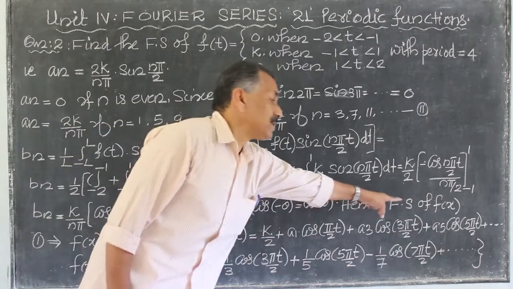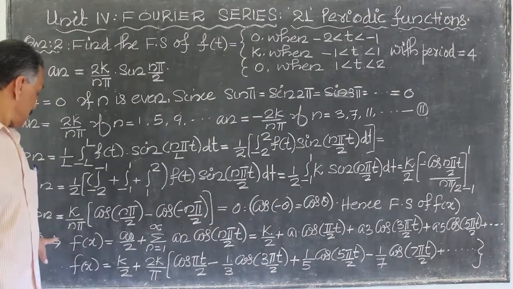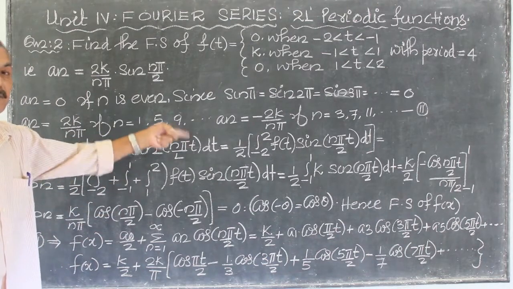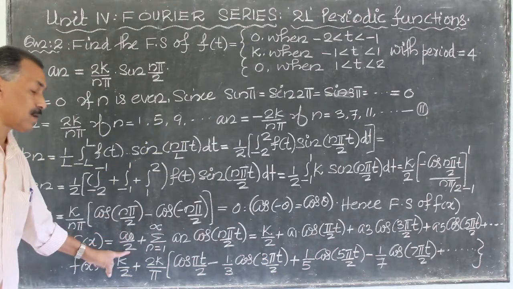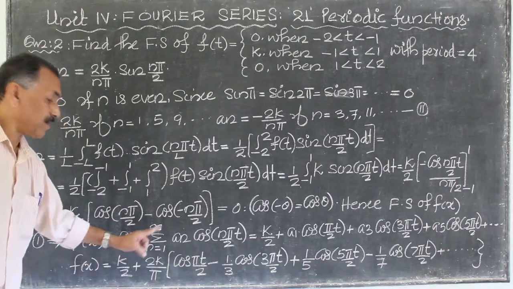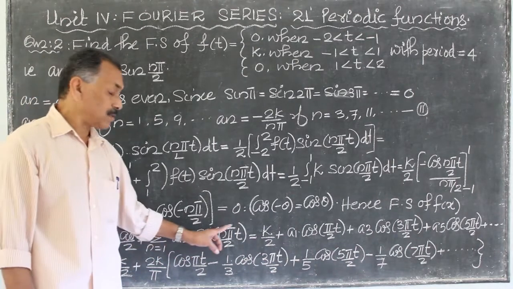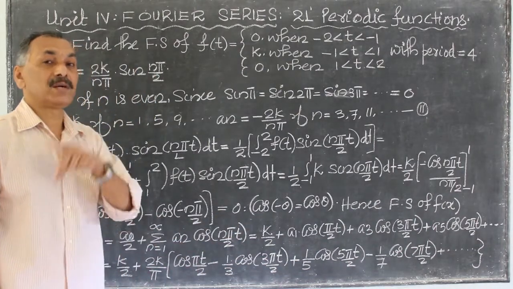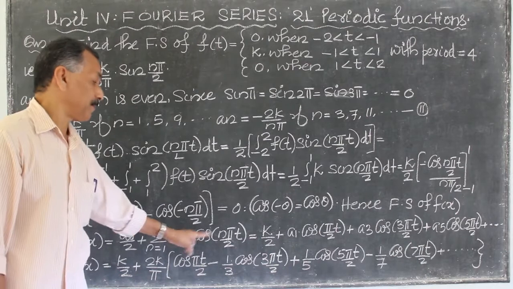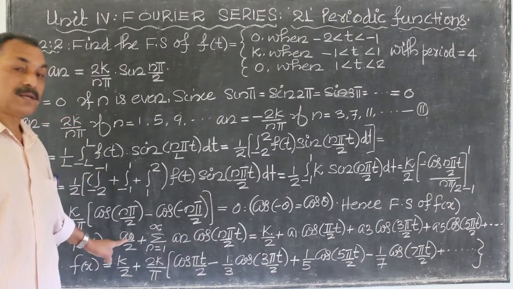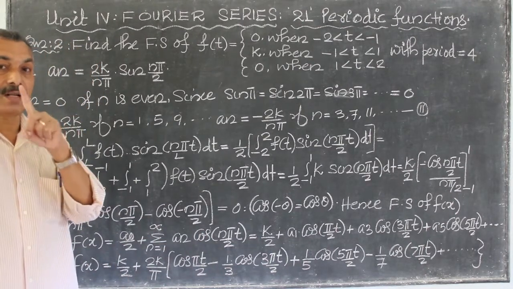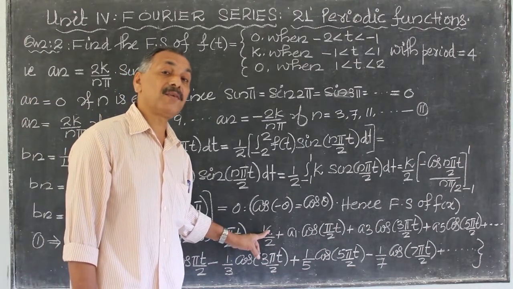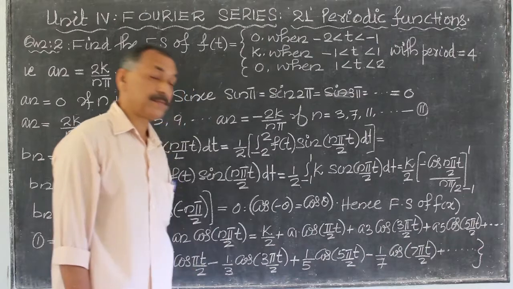Hence, the Fourier series of f of x, by result 1, is a0 by 2 plus sigma n equal to 1 up to infinity of an cos n pi by 2 t plus bn terms. The value of bn is 0. What is a0? From result 2, the value of a0 is k, so a0 by 2 is k by 2.